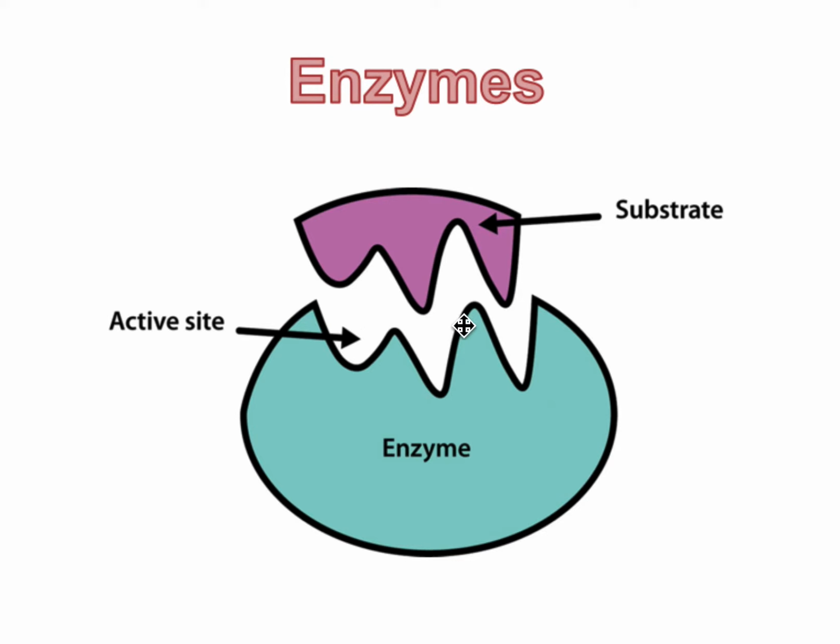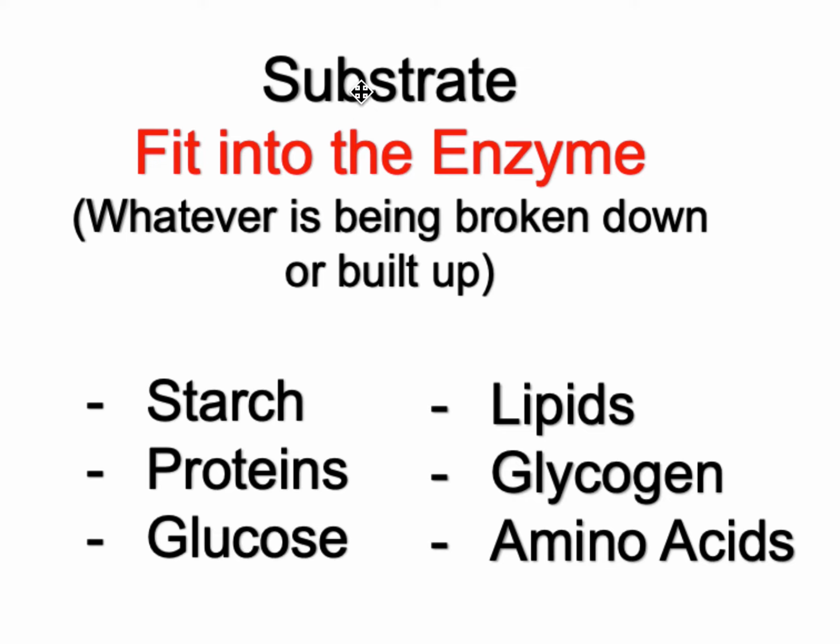So our substrate fits into our enzyme, and where they fit together, that is called our active site. So whatever's going to happen, if I'm going to break it down or if I'm going to build it up, it's going to happen right here in this active site. All right, so once again, our substrate is anything that fits into that enzyme. It doesn't matter if I'm breaking it down or building it up. Whatever fits in that enzyme is called the substrate. And it's anything, starch is a substrate, protein, glucose, lipids, amino acids, fatty acids, whatever fits into that enzyme is going to be that substrate.